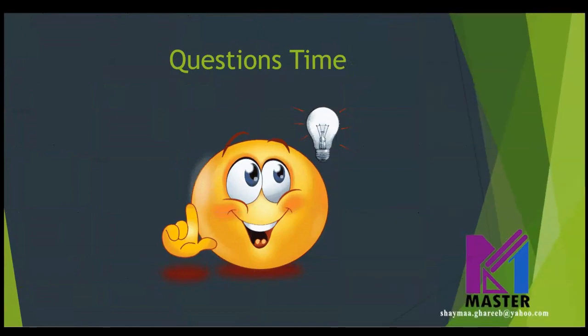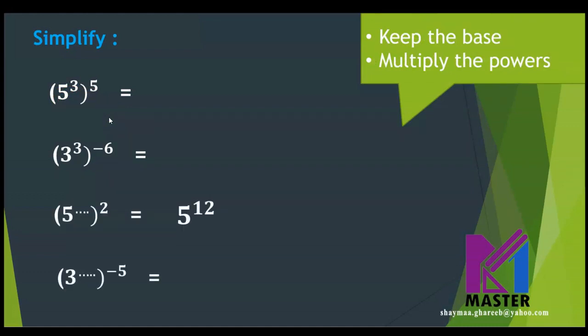And now let's do more practice. I want all of you to do these examples on your own and check your answer with the video. The first example: 5 to the power of 3, power 5. Remember the rule: keep the base, multiply the powers. So the answer for the first one will be 5 to the power of 15, because 3 times 5 equals 15. The second one, the answer will be 3 to the power of negative 18, because 3 times negative 6 equals negative 18.